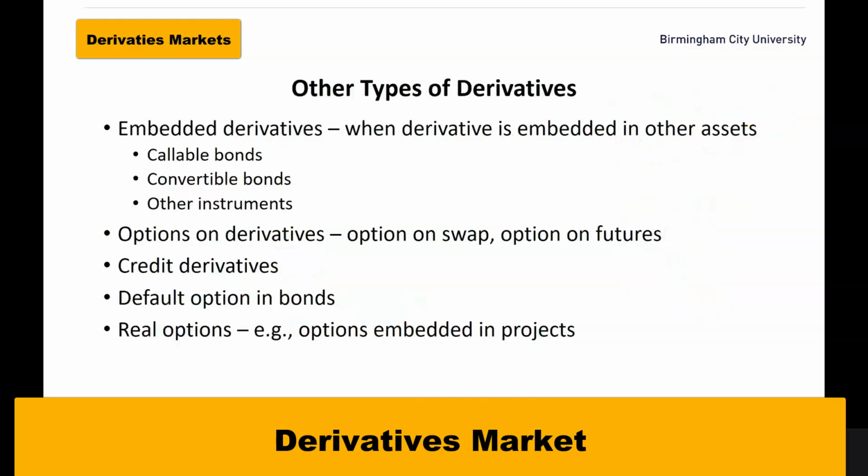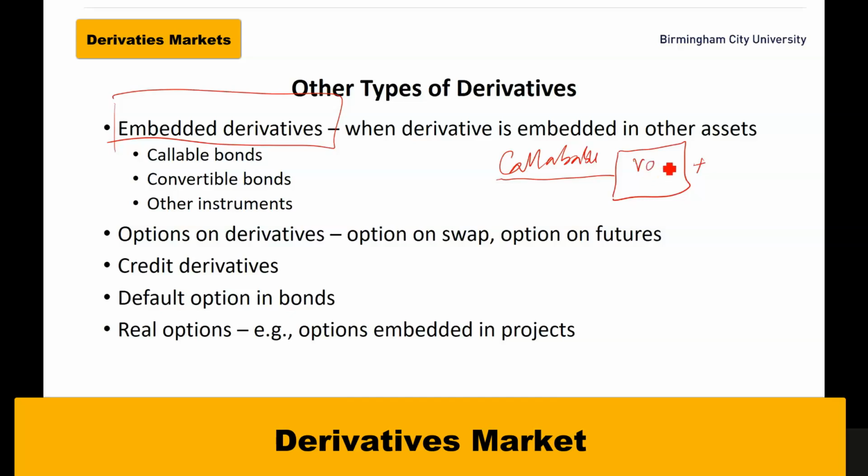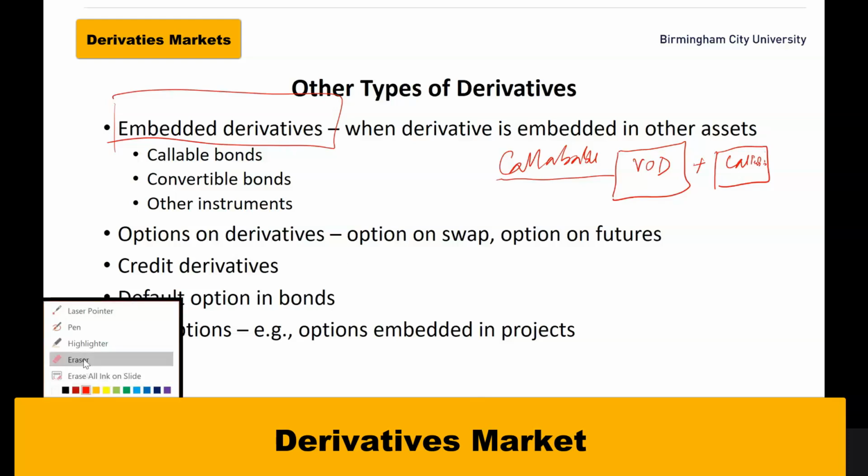Other types of derivatives include embedded derivatives. So how many of you know that a callable bond has a derivative inside it? A callable bond actually derives its value from 2 sources. One is the value of debt, and the other is it has what? Callability. The issuer can redeem it before maturity. What does that mean? You are right that it has the redemption right given to the issuer. So what does that mean?